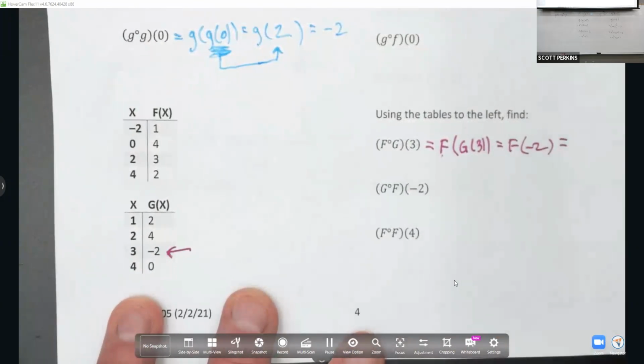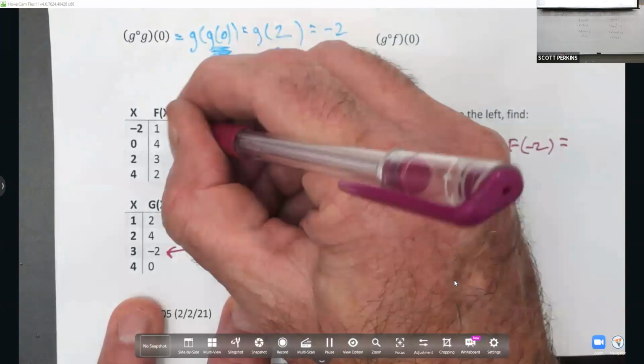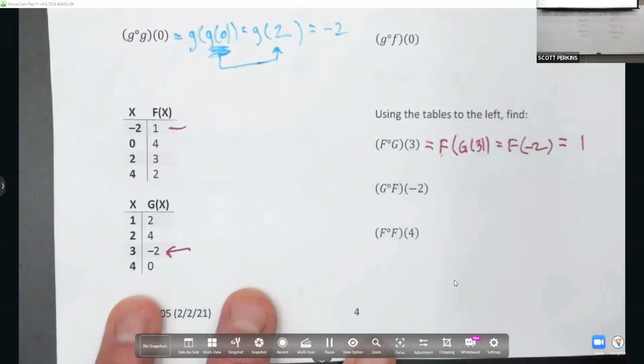And now I'm going to go to the table that represents the relationship for the function f. And what is f at -2? Okay, it's right here at the top, and so that is 1.